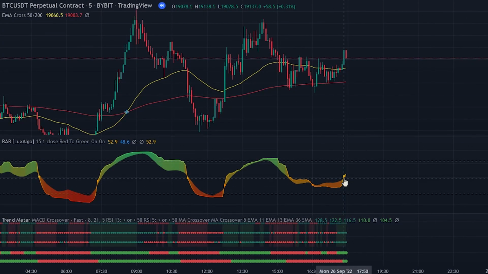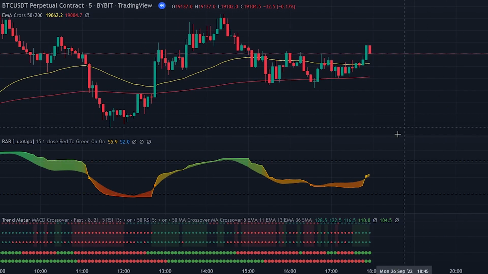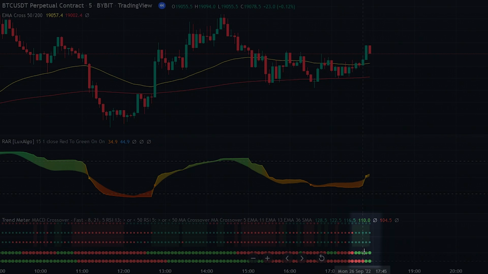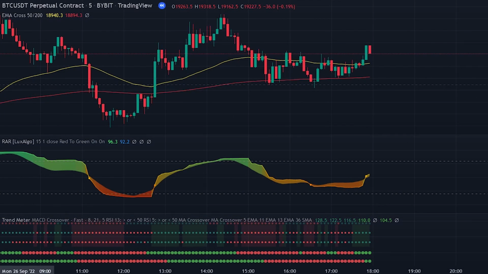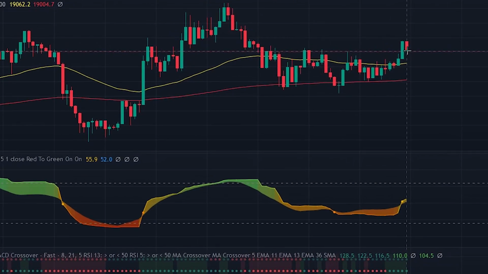As you can see, a circle has been printed by the Rainbow RSI indicator while the line is pointing to the upside. This indicates that bullish momentum is entering the market. If we look at the two EMAs, we see that both moving averages crossed to the upside recently. Lastly, we need to take a look at the trend meter indicator to make sure that the signal is valid. We can see that all three dots are green.